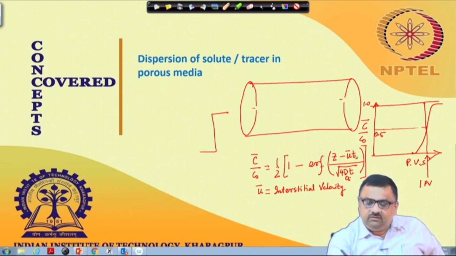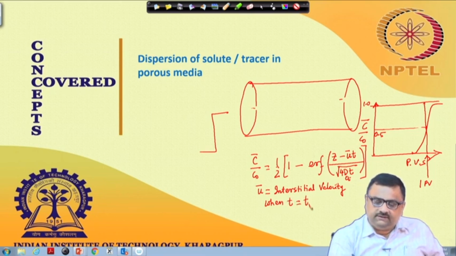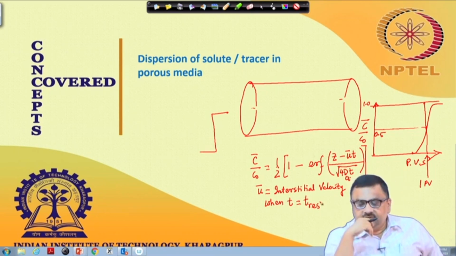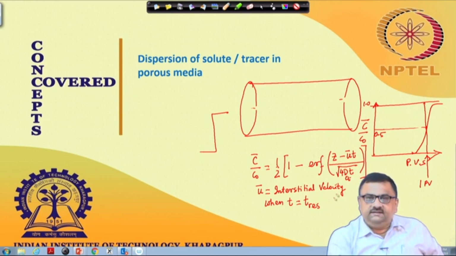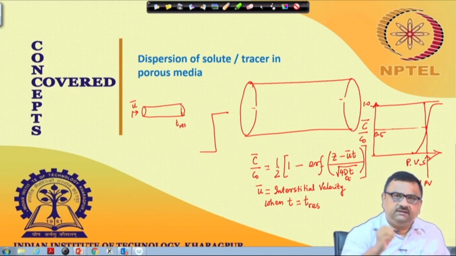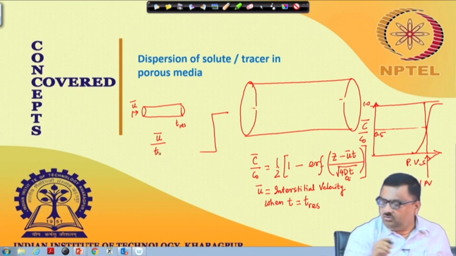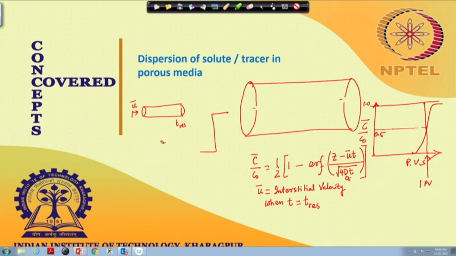So, when t is equal to t res, that means when t is equal to the residence time, what would be U bar into residence time in this case? Think of a capillary. I have this velocity, let us say, U bar, and the residence time it is supposed to take is t res. So then in that case, what would be U bar multiplied by t res?